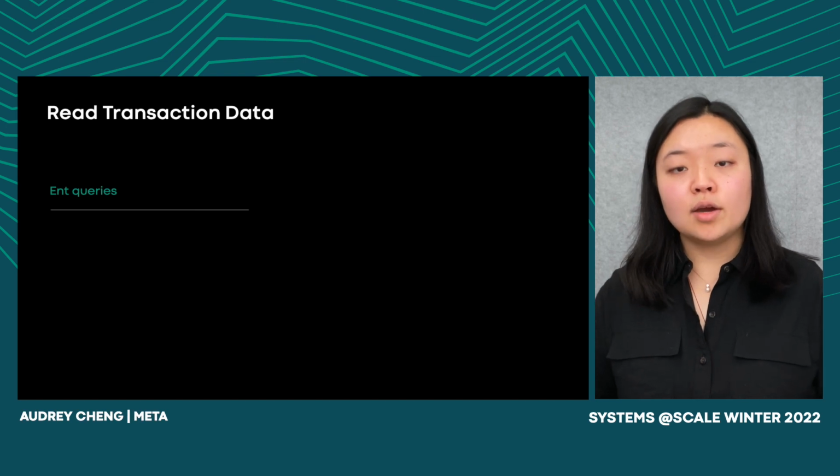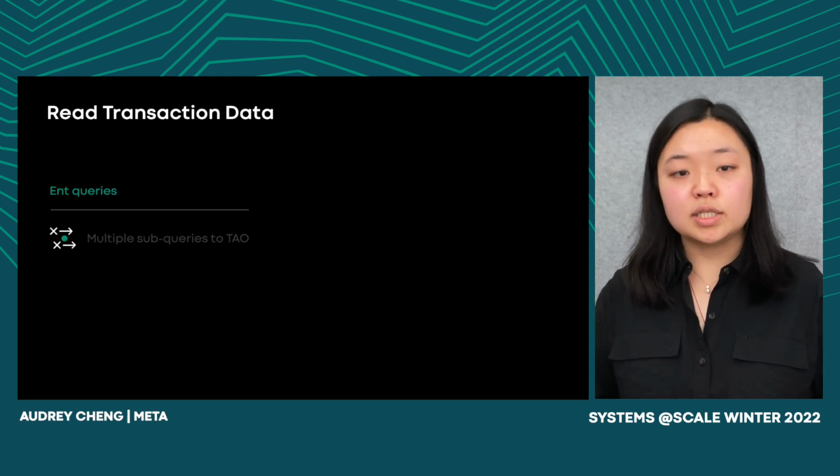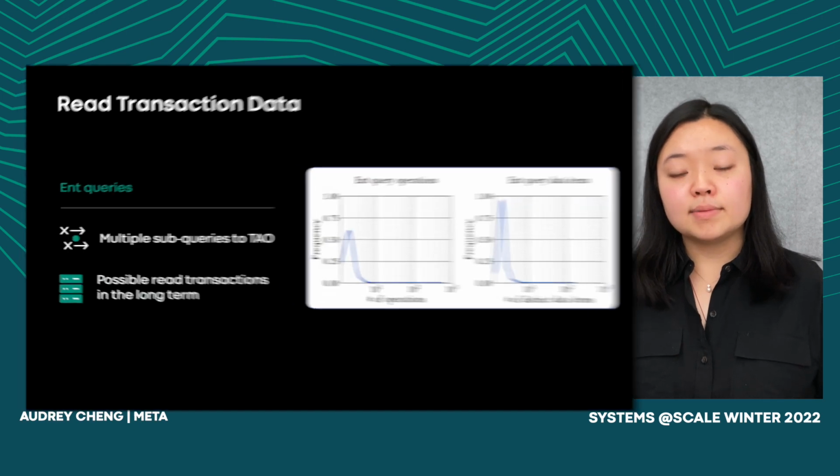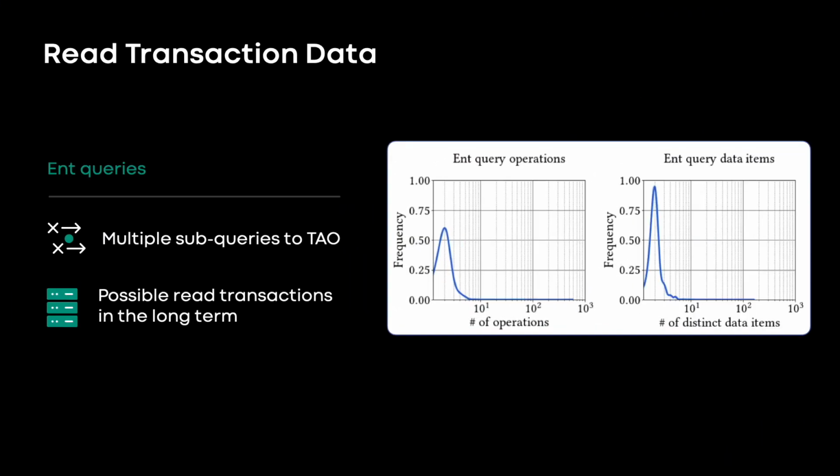So on the read side, we looked at end queries, which essentially have multiple subqueries to TAO and represent the read transaction boundary that TAO developers are looking to support in the long term. Specifically, we looked at the number of operations and the number of data items in these queries, which we're showing the distributions of on the right-hand side here. And we see that for the most part, these queries are pretty small and limited to less than 10 operations and distinct data items, but there is a relatively long tail, in which some cases the queries can span over 100 items.